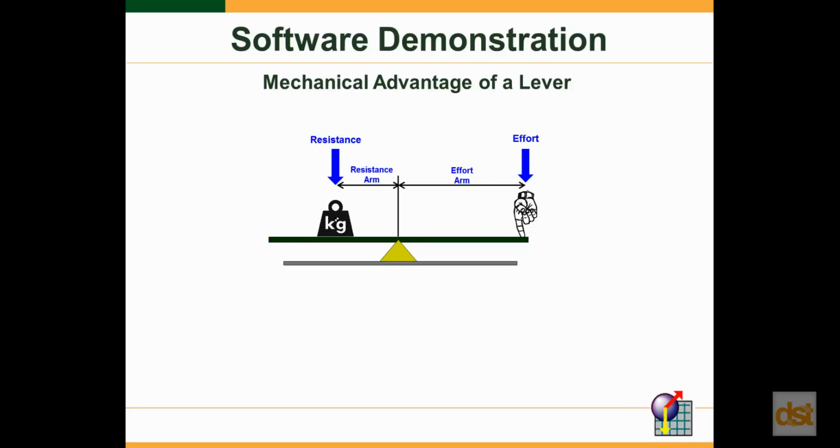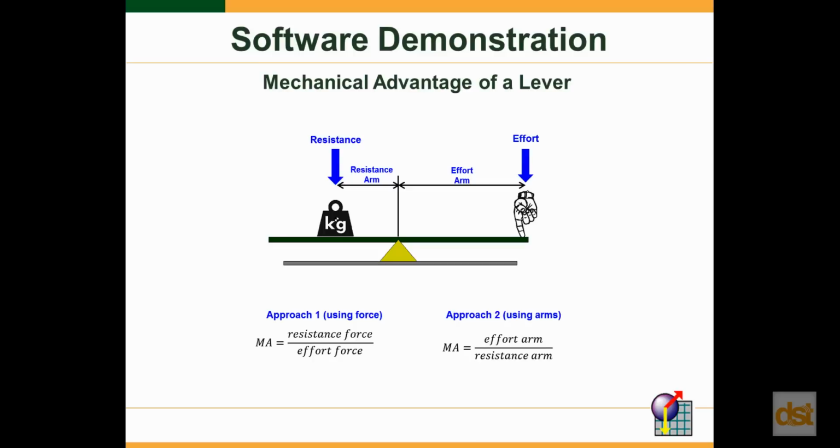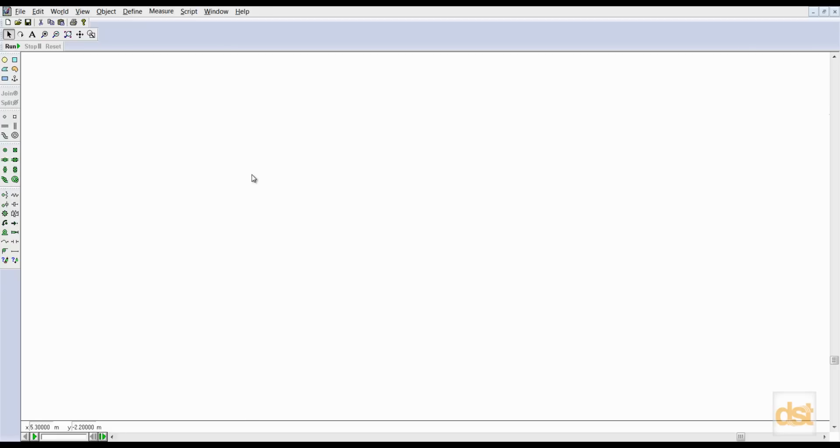Before we get started, let's do a simple review of how to calculate the mechanical advantage of a lever. There are two approaches we can use. The first uses the resistance force and the effort force. The second approach uses the effort arm and the resistance arm. For our demonstration, we're going to use approach number 2. So let's go ahead and get started with our model.